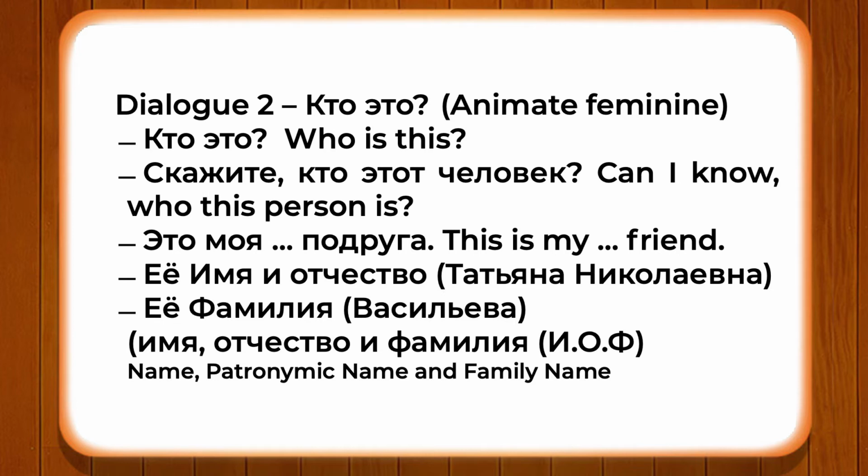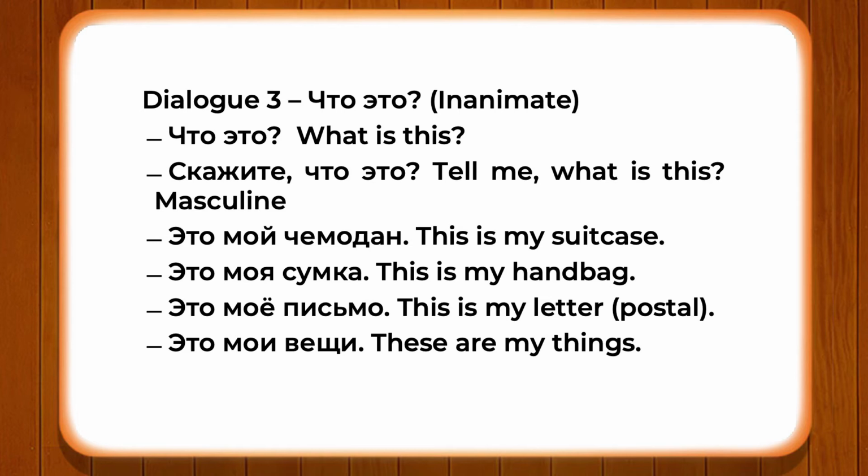And her family name is Vasilyevna. Имя, отчество and family name we have already seen in the previous dialogue as name, patronymic name and the family name. Let's look into the inanimate question что?